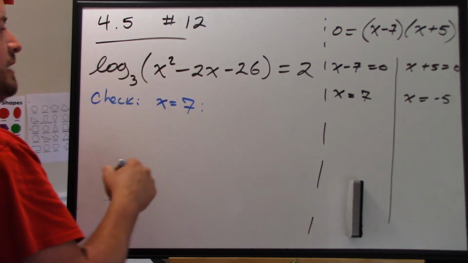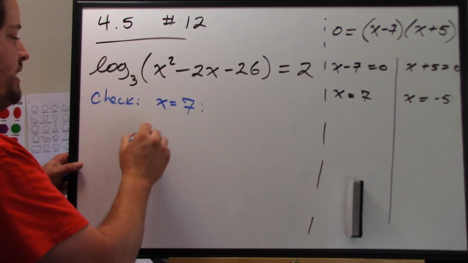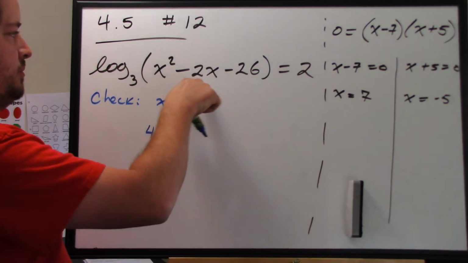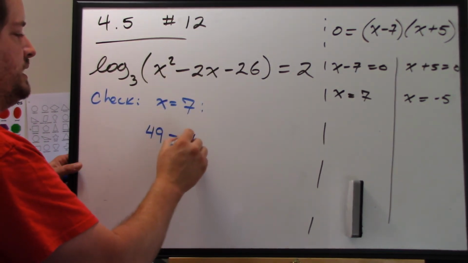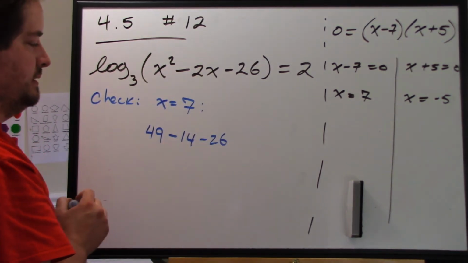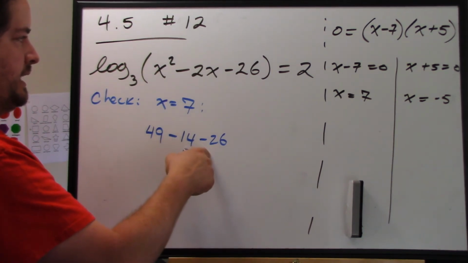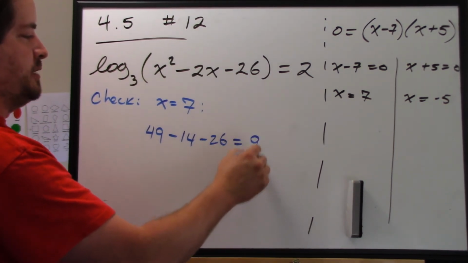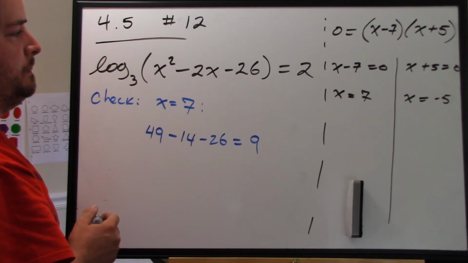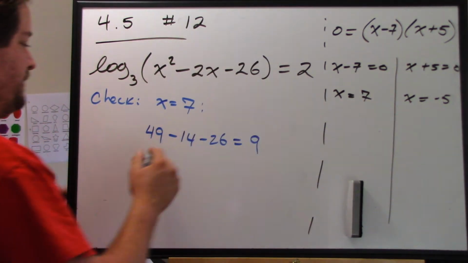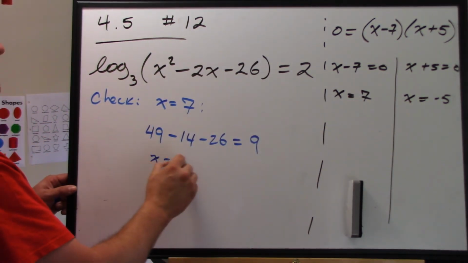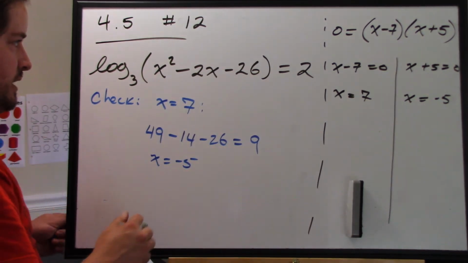We're just plugging in 7 into the polynomial, so we get 7 squared, which is 49, minus 2 times 7 is minus 14, and then minus 26. Right? But this is 9. It's positive, so it's good. If I plug in x equals negative 5, I should get the same thing. It should be positive. It should end up being 9 as well.